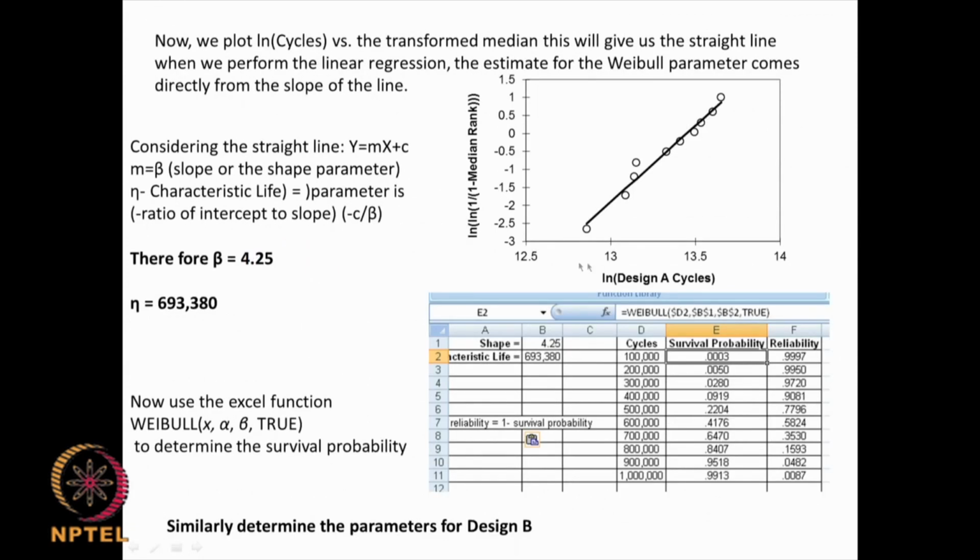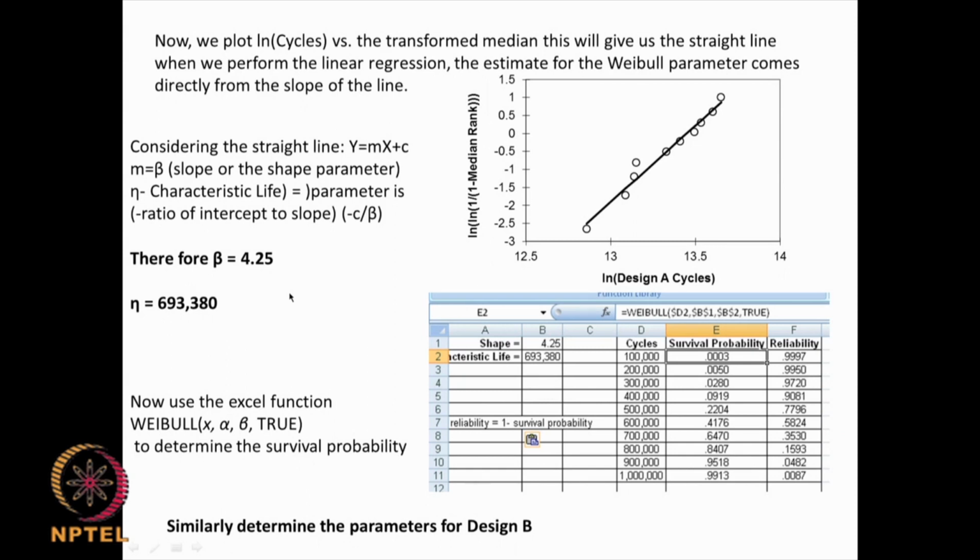So, when you plot that as the x axis and this as the y axis, you may get a different slope and an intercept. Correspondingly, the slope will give you the beta for design B, and we will get the corresponding eta for design B. So, you will have a beta and eta for design A. Similarly, you will calculate the beta and eta for design B, and then we can do a Weibull for design B using the Weibull command available in Excel, and then we can compare the results with what we got for design A. So, it is very simple to do, but it is quite an involved problem.